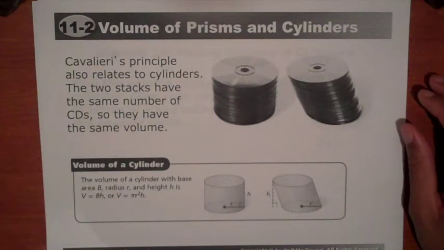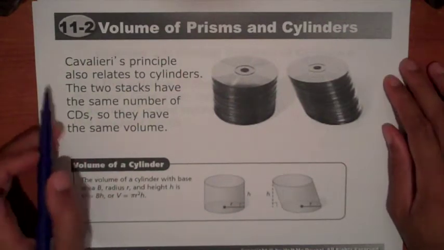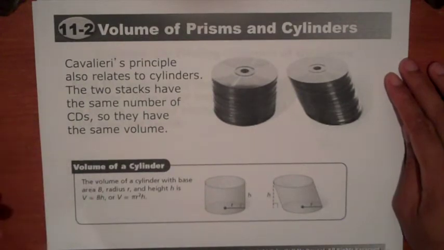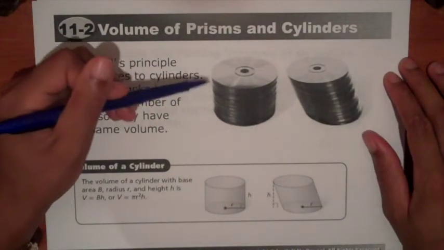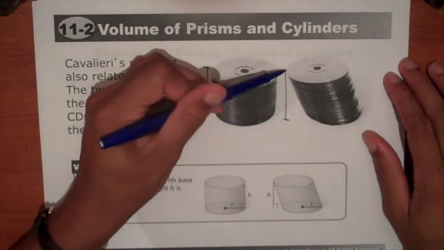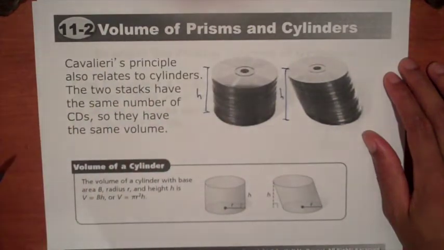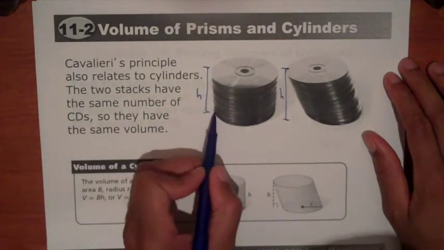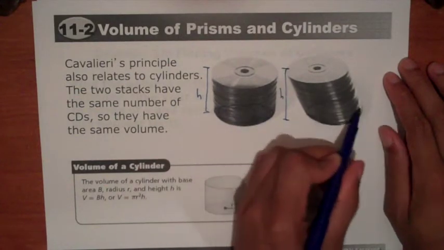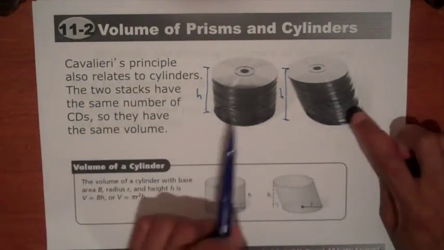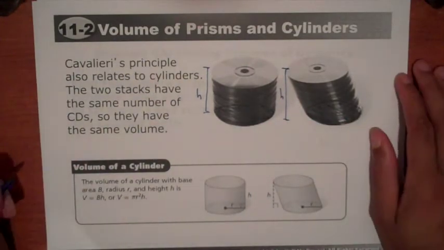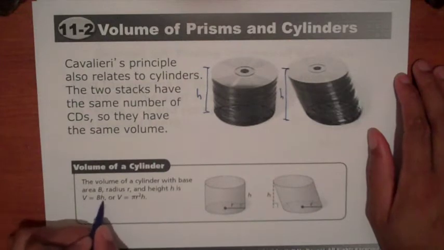So the same formula also works for cylinders. These two stacks of CDs here, they have the same volume. Why do they have the same volume? I know that because they have the same height. They're both the same number of CDs stacked tall, and the area of the base is the same, which is to say that this circle down here is the same as the CD down here. So since each CD is the same in both stacks and they have the same height, of course they have the same volume. So again, I have volume equals base times height.